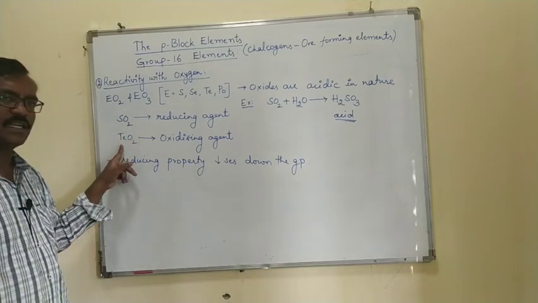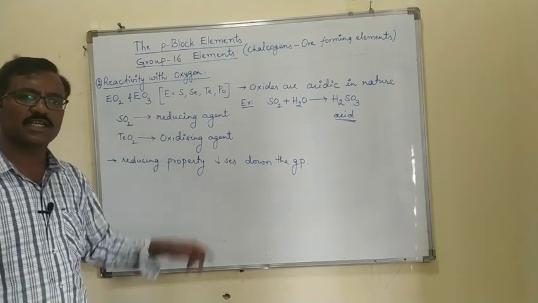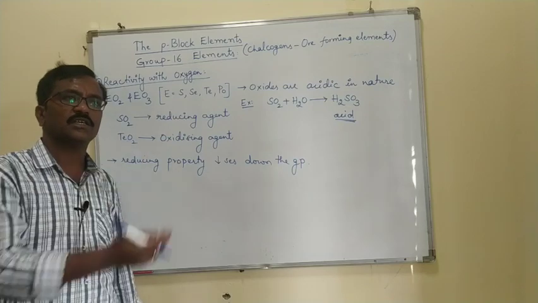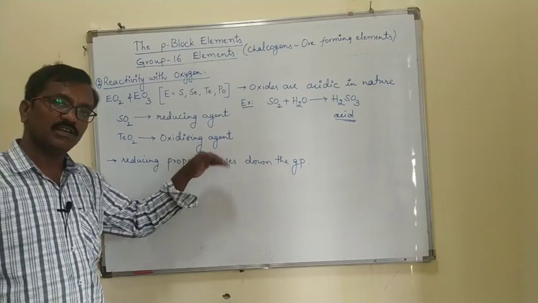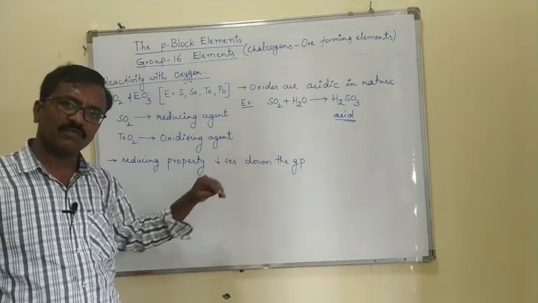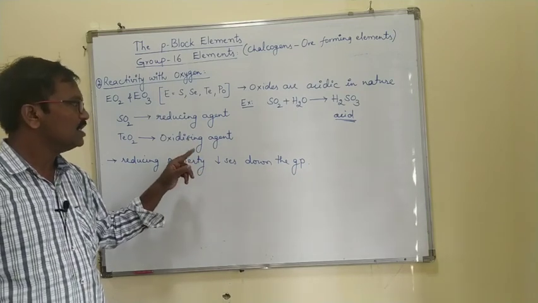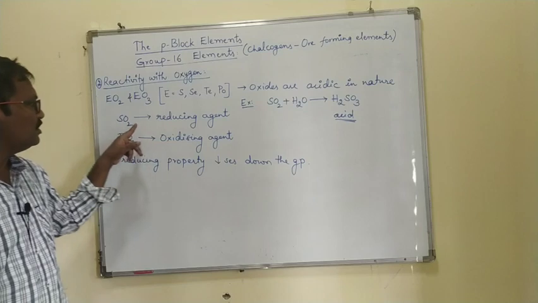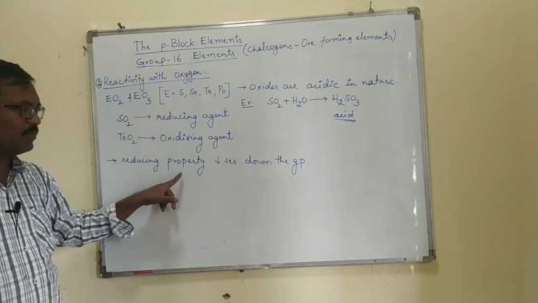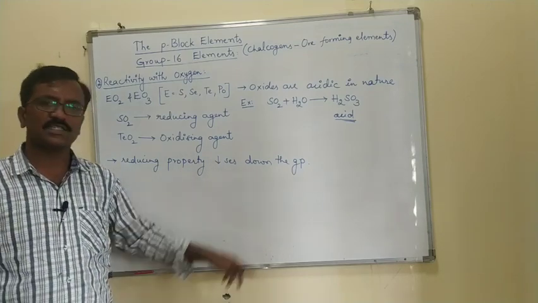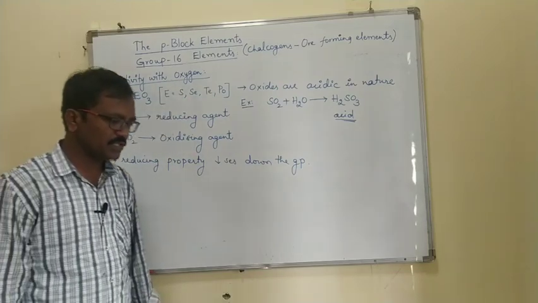So sulfur dioxide is a reducing agent, whereas tellurium dioxide is an oxidizing agent. What is the reducing agent? It reduces the other substance, itself undergoes oxidation. What is the oxidizing agent? It oxidizes the other substance, itself undergoes reduction. So what you have observed from sulfur dioxide to selenium dioxide is that the reducing property decreases down the group, exactly opposite to the reactivity with the hydrogen.